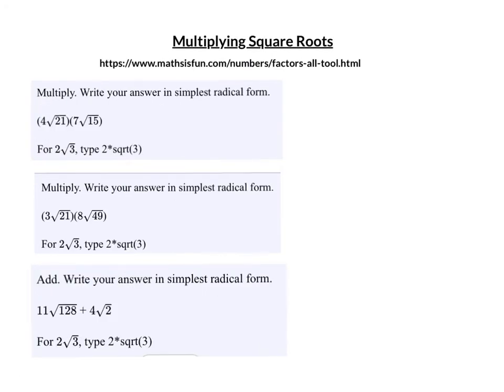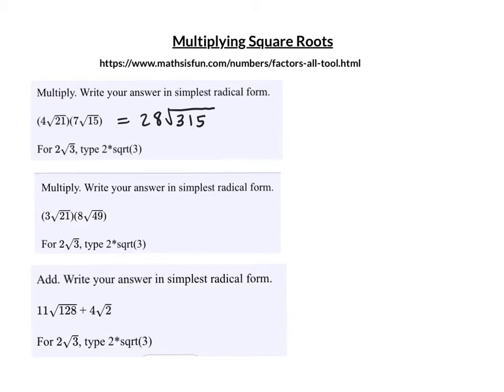These last three from your assignment are a little bit harder, but not significant, especially being that you get to use that factor table. 4 root 21 times 7 root 15. This is going to be 28 root 21 times 15 is 315.